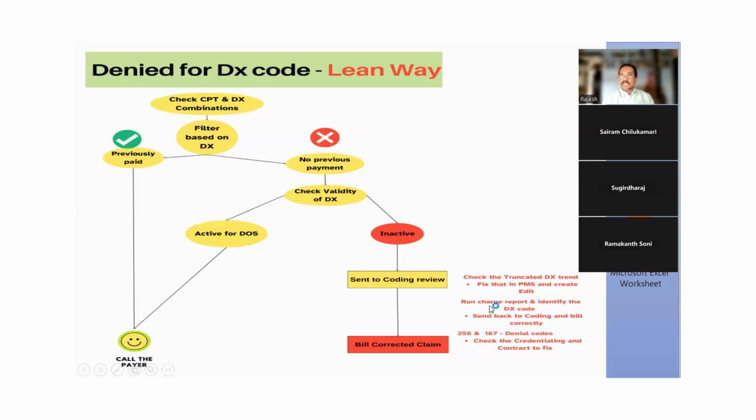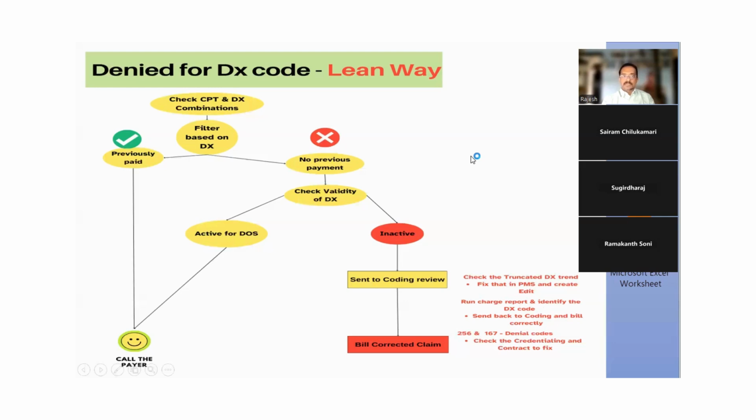And the second one, take a charge report on a daily basis, run it by the particular diagnosis code, and then send it to the coding team and ask them to fix it. So this will solve the problem. You need not wait till the denial. And as we discussed, 256 and 167 denial codes are related to credentialing. So when you have these kinds of denials, you had better check the taxonomy code which we created for credentialing, and how we are going to improve on it.